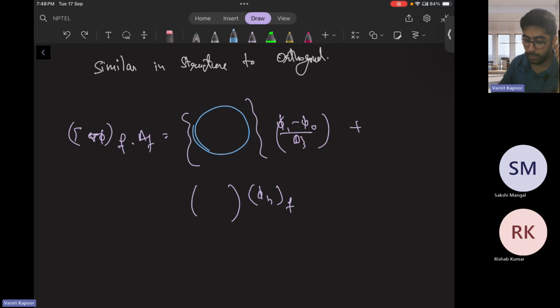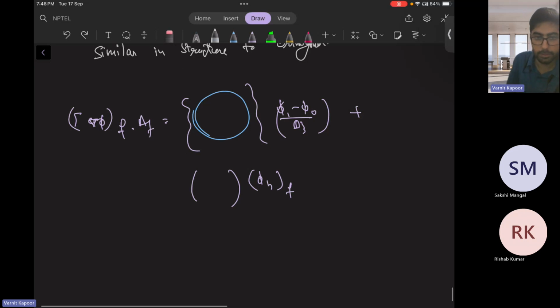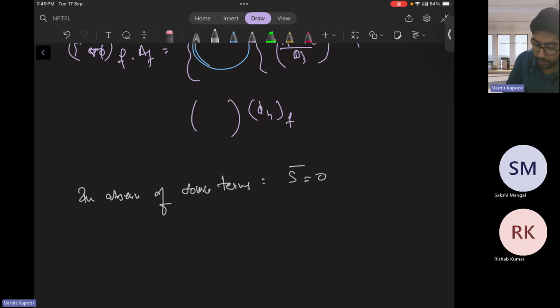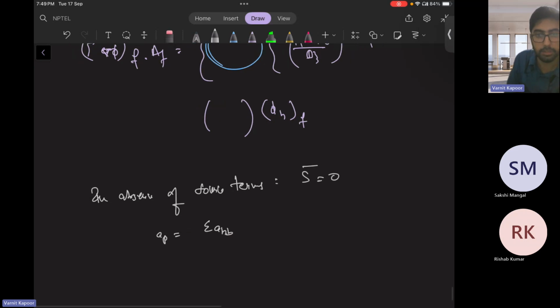And if you say in the absence of source terms, your S will be 0, S bar, sorry. So AP can be written as summation of A and B, only summation of A and B. No other thing is there. So in the absence of source term, your S bar is 0, A summation is this, and the Scarborough criteria is satisfied.